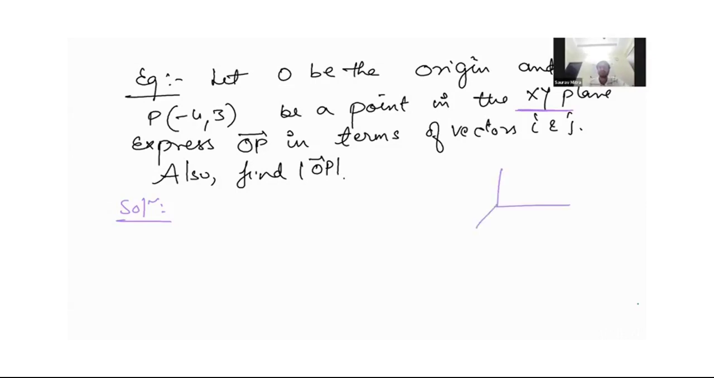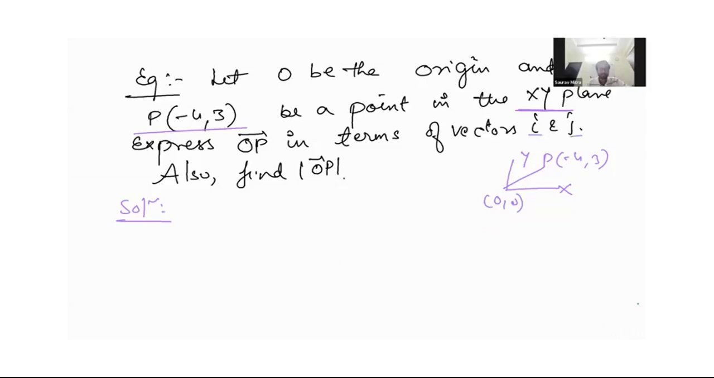So we have the x plane, y plane and z plane. We have only the xy plane here, so that means your z component is 0. So you have a point P at minus 4 comma 3, and your origin is 0 comma 0. Now express OP in terms of i and j.